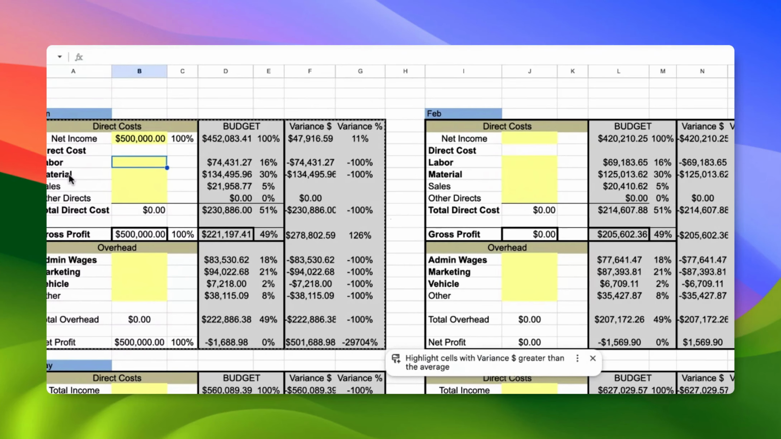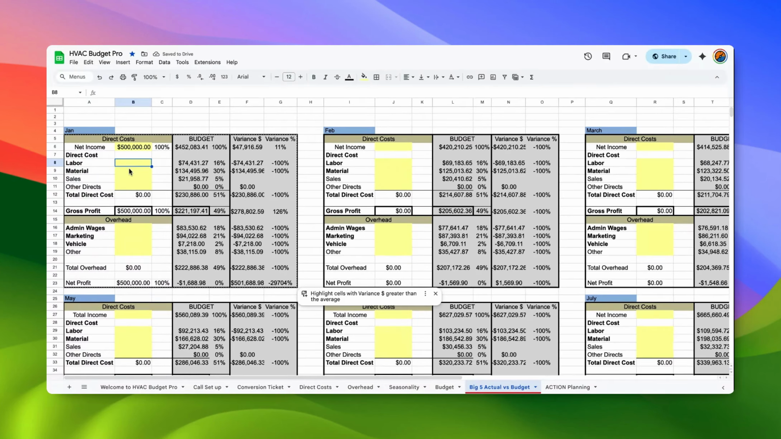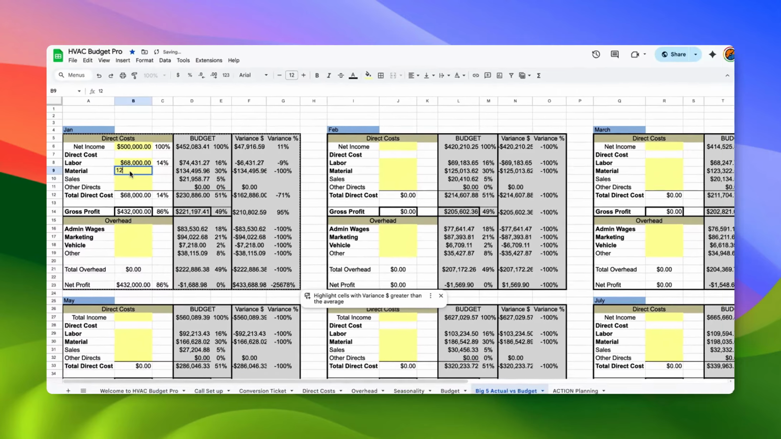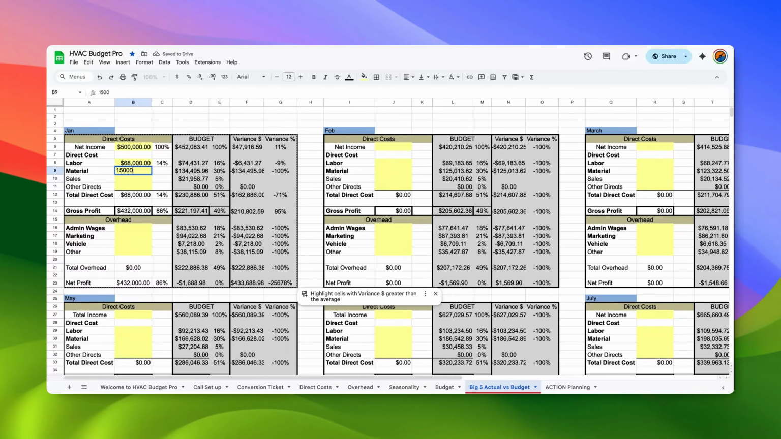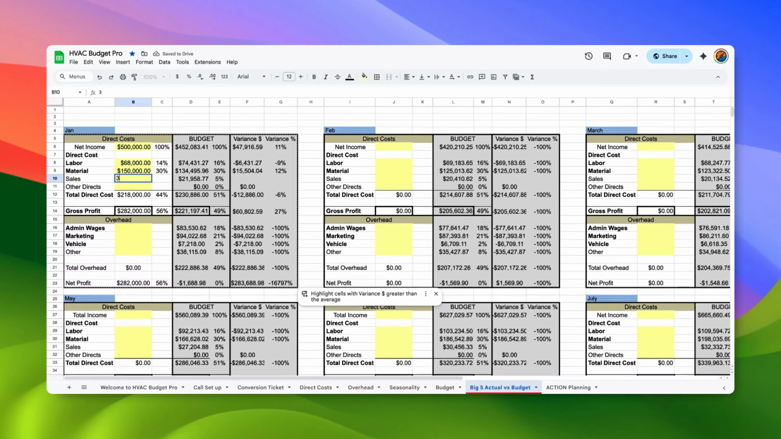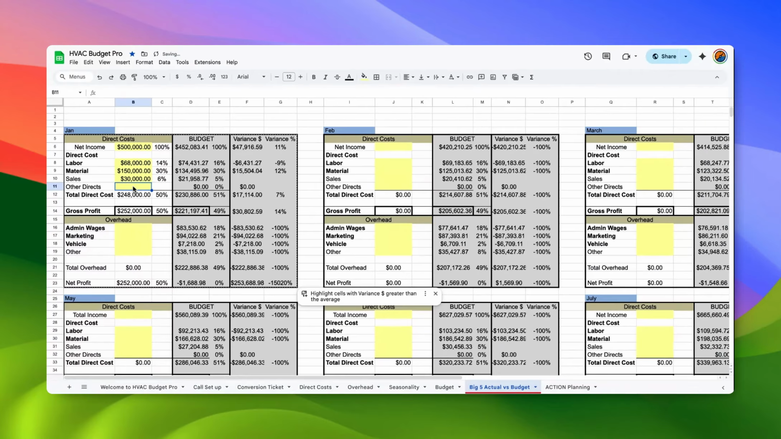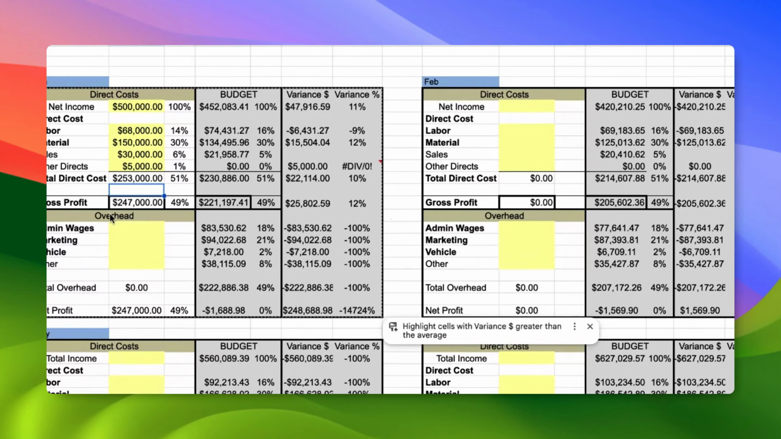Next, we'll record our labor costs. For example, if we spent $68,000 on labor, we'll note that down. Then, for material expenses, let's say we spent $150,000. Under sales expenses, we paid out $30,000. We also had some additional costs, like repairing someone's floor. That additional cost came to around $5,000.